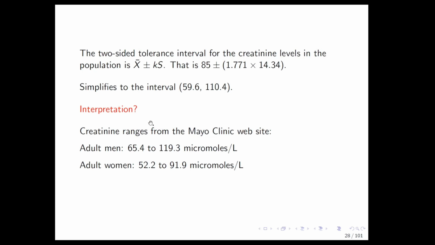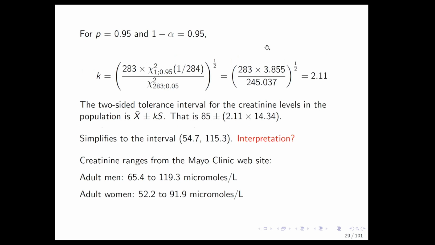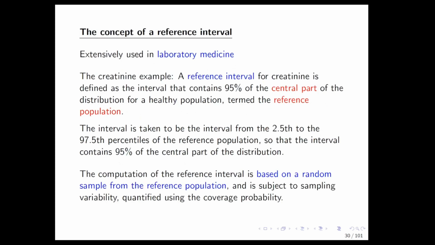A little bit different from what the Mayo Clinic is listing, but remember that this is computed for a different population. So what is the interpretation of this? The meaning is 90% or more of the individuals in this population will have their creatinine level between 59.6 and 110.4, and I am 95% confident of that. So that is what it means. I have also computed, when both the content and the confidence level equal 0.95, the interval here. Okay, let me quickly mention this.